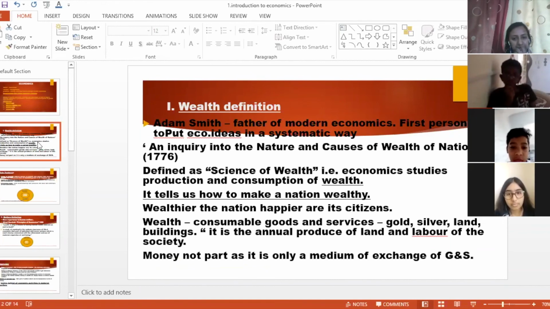Okay, so this is clear, right? Now, in this definition, when he is giving the wealth definition, he does not consider money as part of wealth, because according to him, money is only a medium of exchange for goods and services. So you understand consumable goods.